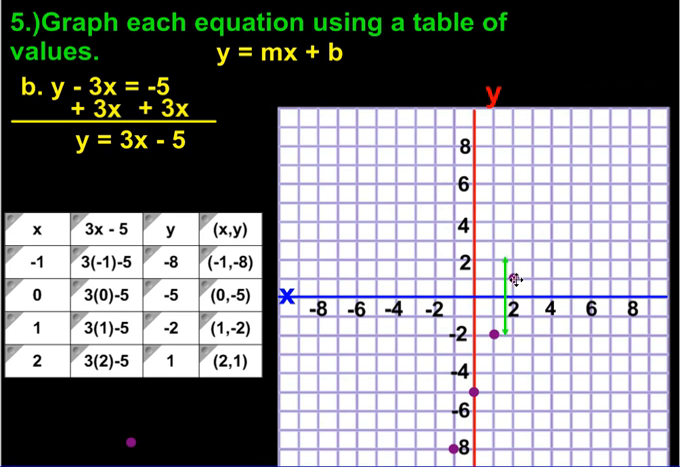Now, I need to make a line go through that. Just like that. And I also need to come up with a name, and I shall name it y equals 3x minus 5.